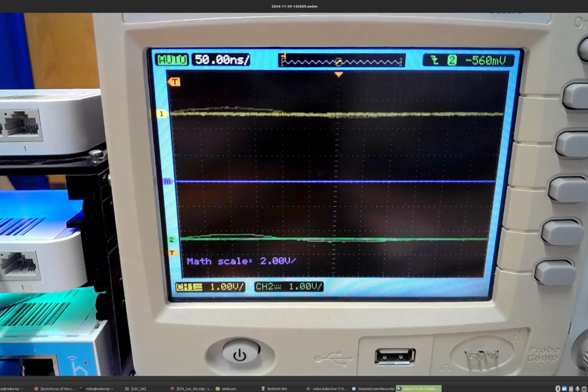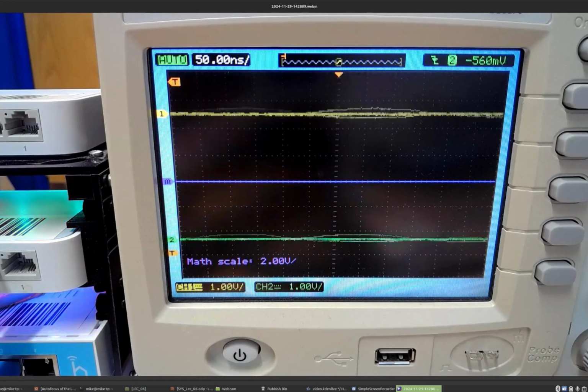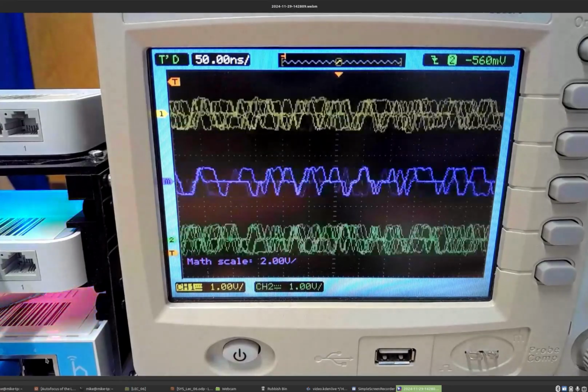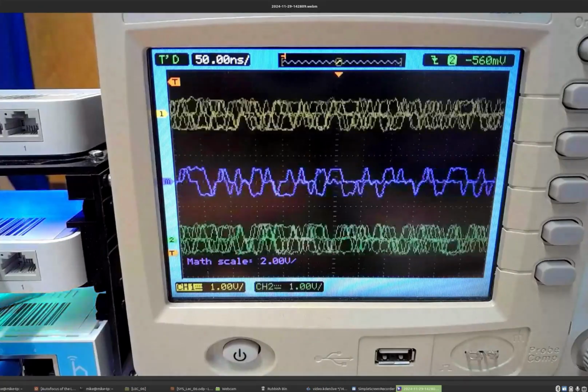Okay, so if I connect Pi 3, so I'm connecting Pi 3 directly to the MikroTik router, we can see our MLT3, 4B, 5B encoded signals, which are quite difficult to understand.